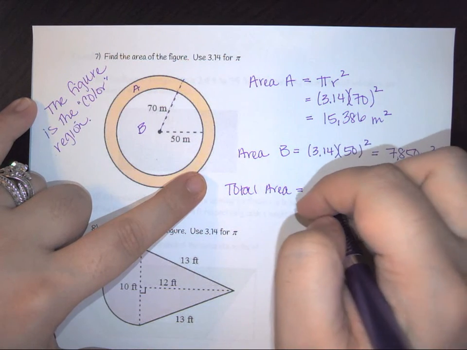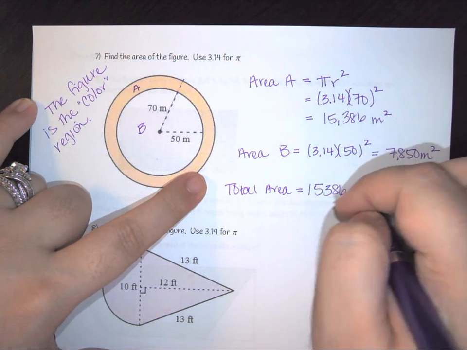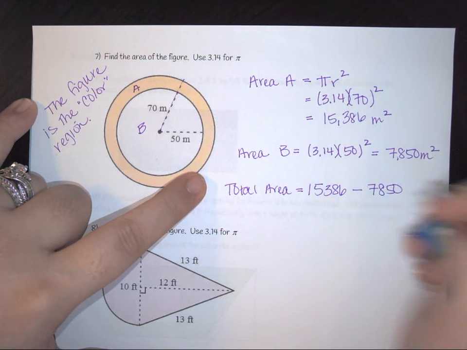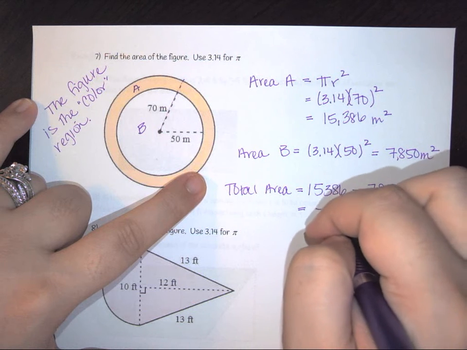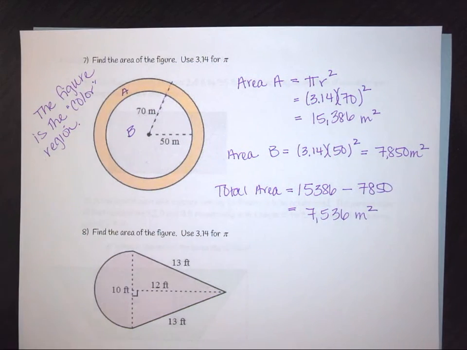This means my total area is found by taking my larger 15,386 and subtracting away the smaller 7,850. So this gives me a total of 7,536 meters squared as my area.